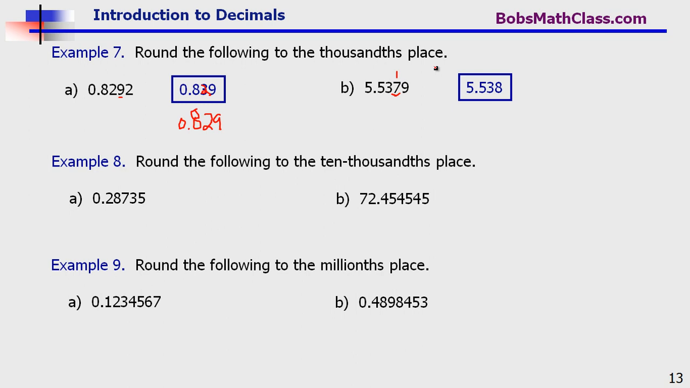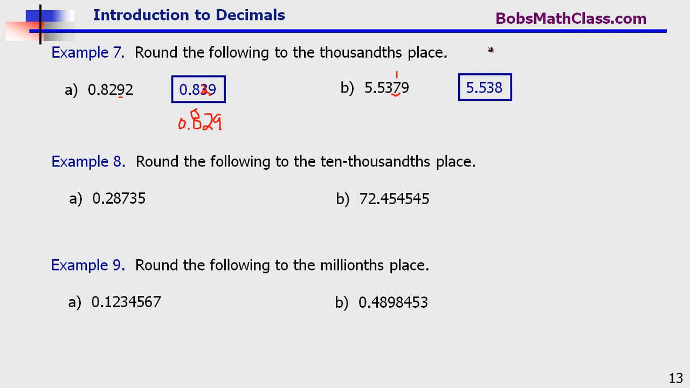Okay, might want to pause, try to do the next couple. 10,000ths and millionths. It's still just the same procedure. Find that place value, look at the number to the right, 5 or more, add 1, 4 or less, leave it the same. And then don't write anything past that place value.